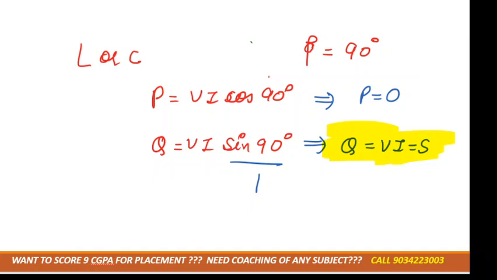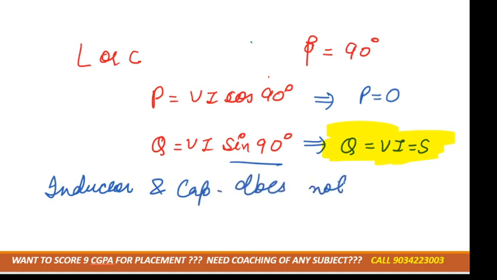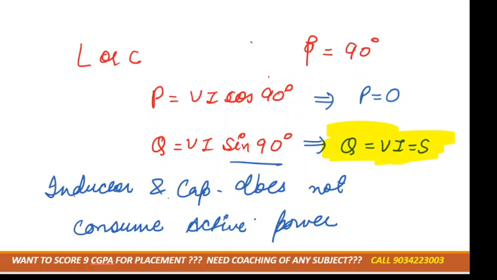That's why we always say that inductor and capacitor do not consume power. By that they mean inductor and capacitor do not consume active power. But in the question paper they generally don't mention this active power. They always mention why inductor and capacitor do not consume power. They didn't mention the whole thing, that is, inductor and capacitor do not consume active power, and you can show this by using this formula.